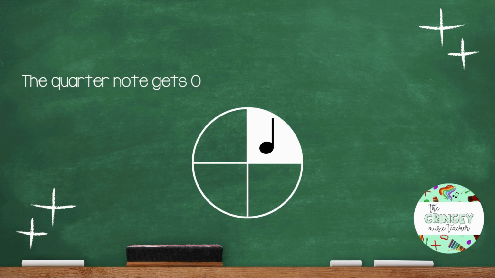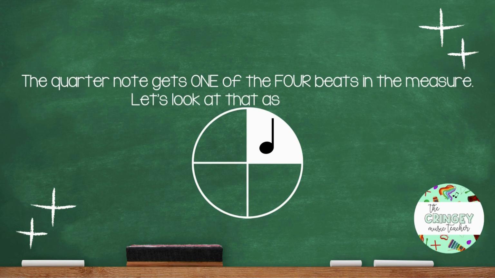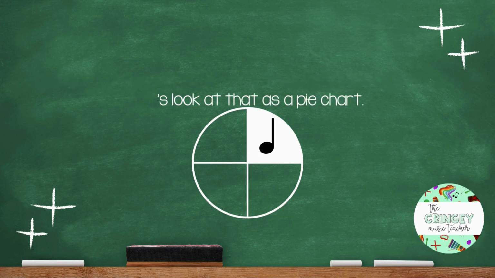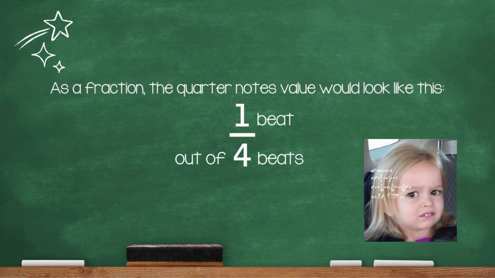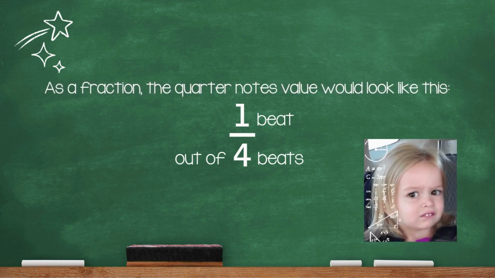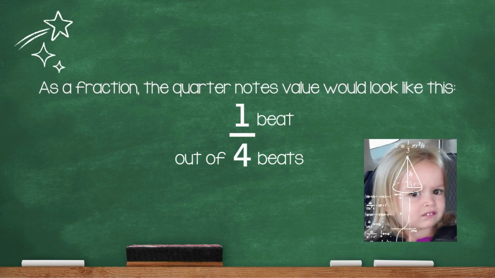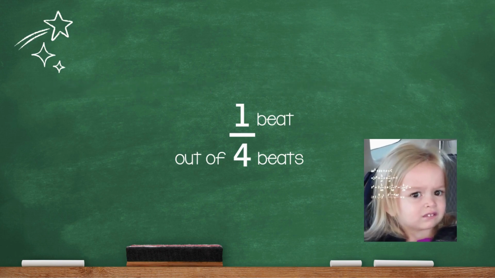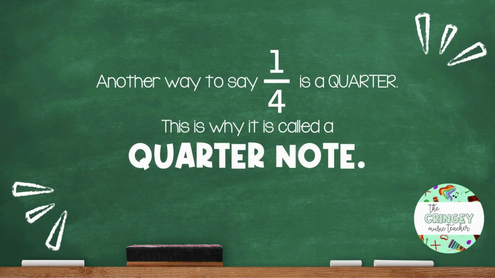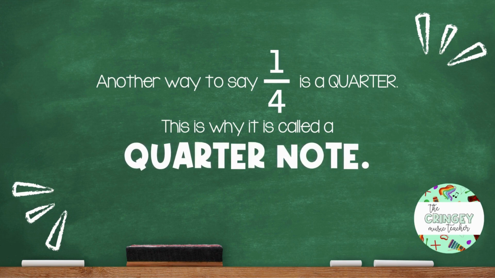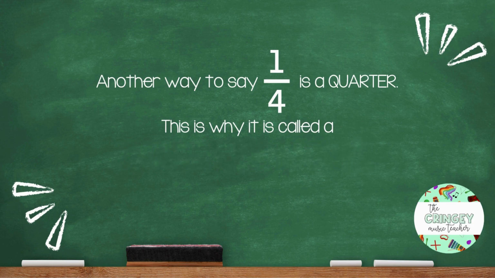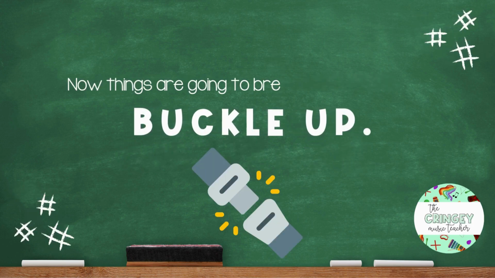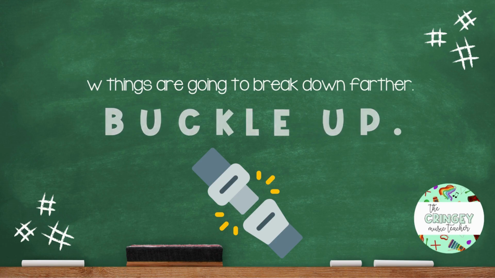The quarter note gets 1 of the 4 beats in the measure. Let's look at that as a pie chart. As a fraction, the quarter note's value would look like this. It gets 1 beat out of the 4 beats, or 1/4. Another way to say 1/4 is calling it a quarter. That's why it's called a quarter note. Now, things are going to break down farther. Buckle up.